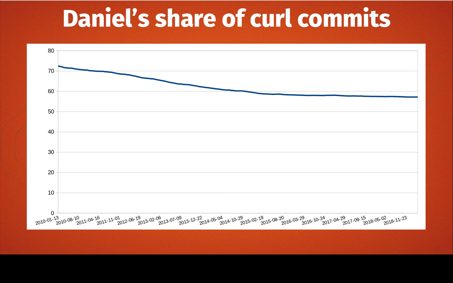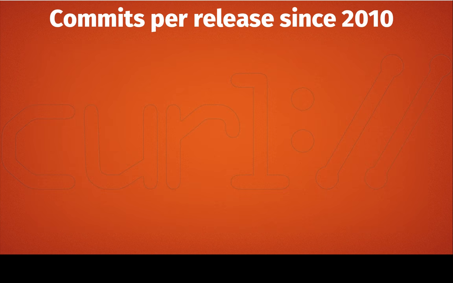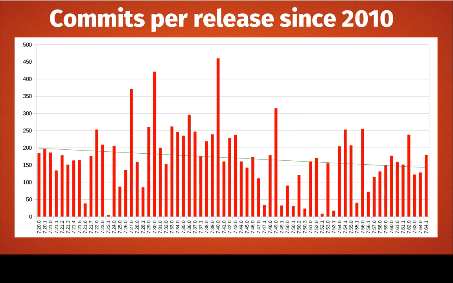Then that's my share. The number of commits per release since 2010, pretty much, it goes up and down. The little trend line in there shows that we're actually doing slightly fewer commits per release. I'm not sure it signifies anything.